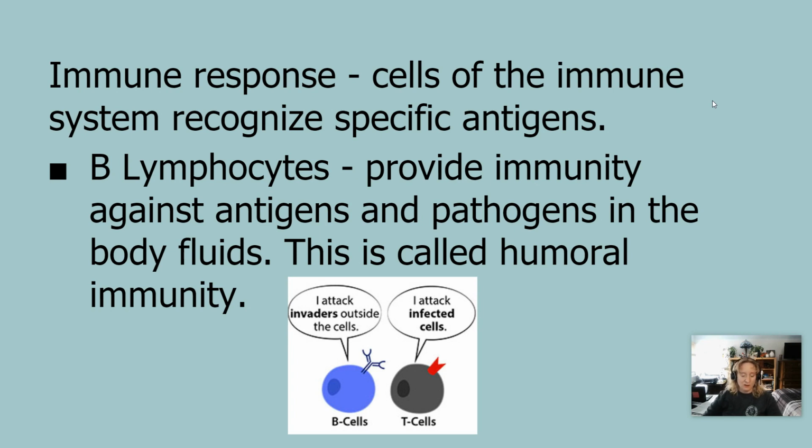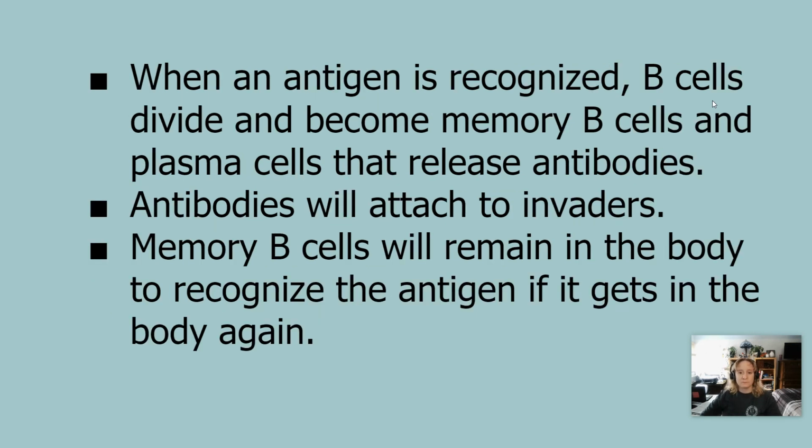And you can see here, you have B cells and T cells in the little cartoon. So when an antigen is recognized, the B cells start dividing and they become memory B cells. And the plasma cells can release antibodies. So your antibodies will attach to the invaders, and the memory B cells will remain in the body to recognize that antigen if it comes back again.